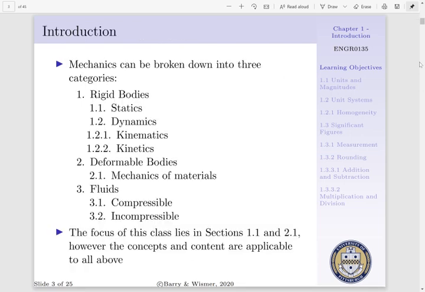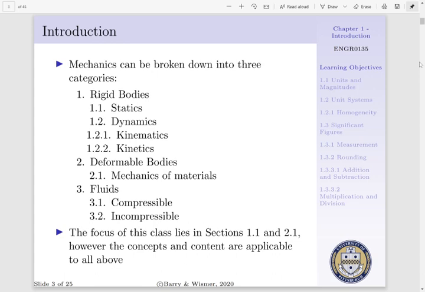For us to begin, let us talk about this course. Now, mechanics can be broken down into three categories. These categories are rigid bodies, deformable bodies, and fluids. Within the study of rigid bodies, we have static systems, which aren't moving, and we have dynamic systems, where movement is allowed. And under the study of dynamics, we have kinematics and kinetics.